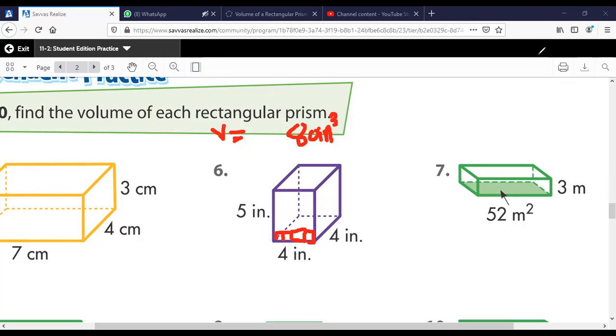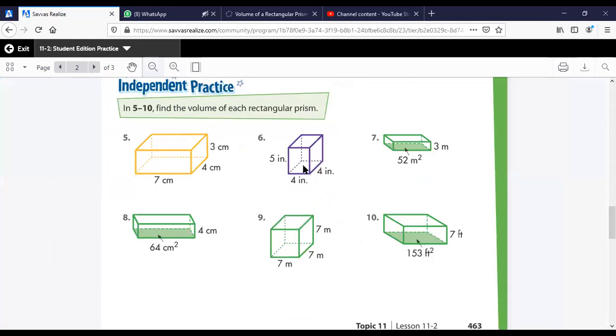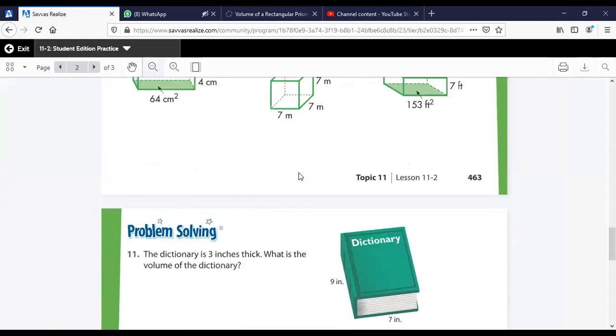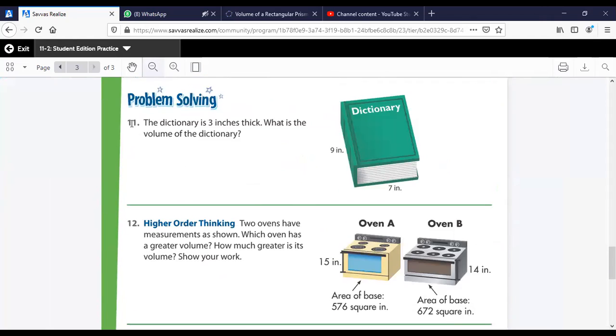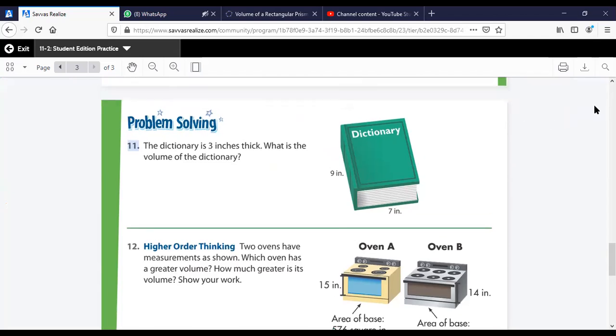Okay. So independent practice is homework, guys. Independent practice is homework. And problem solving number 11 is homework also.